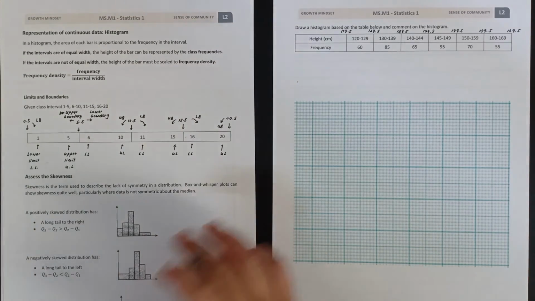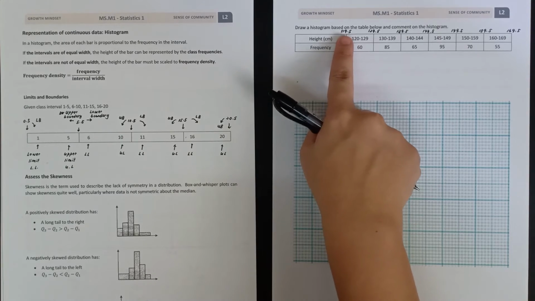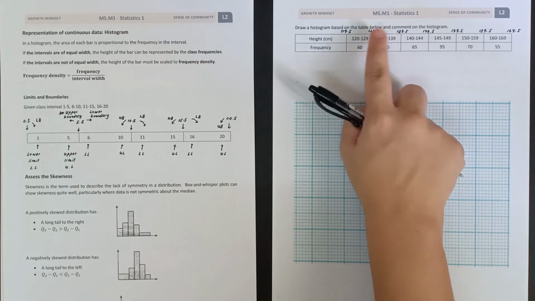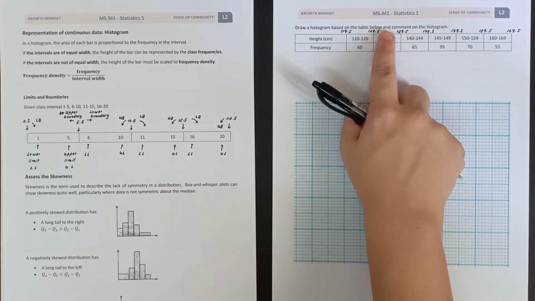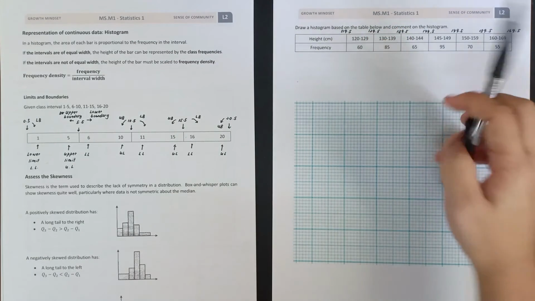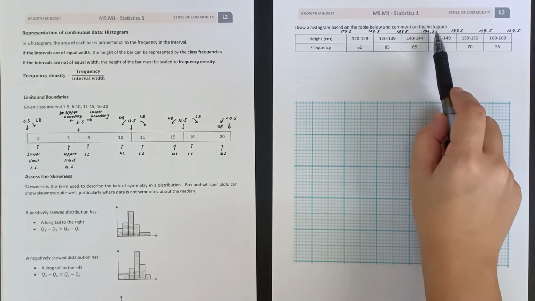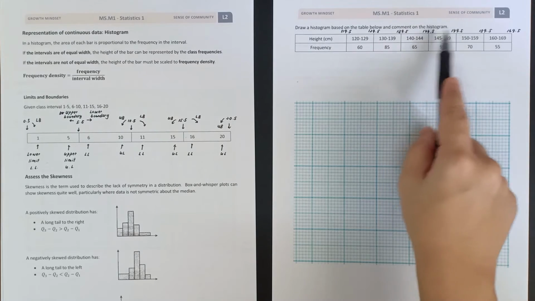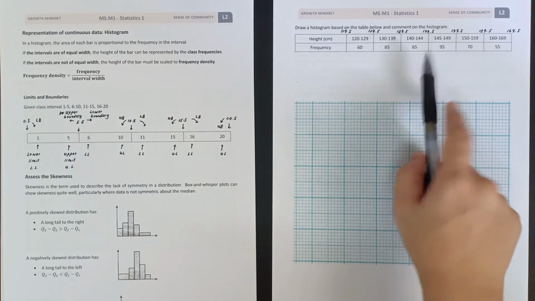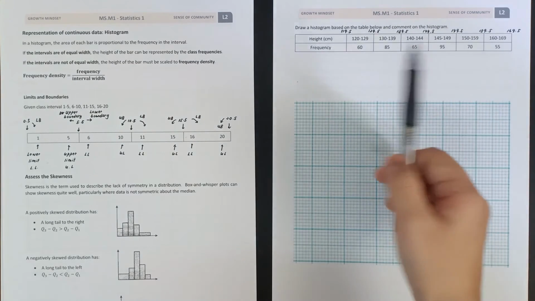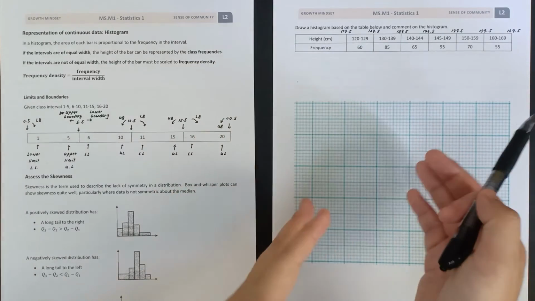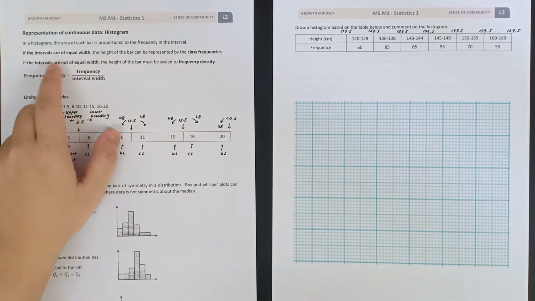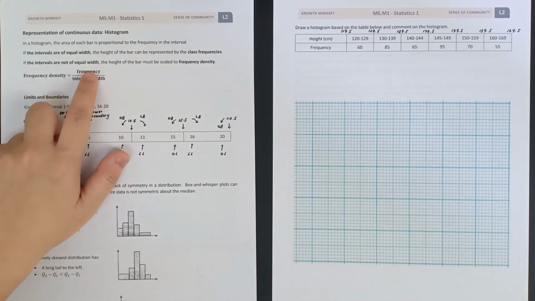From 119.5 to 129.5, you have an interval of 10. 129.5 to 139.5, you also have an interval of 10. But 139.5 to 144.5 is going to be only 5. 144.5 to 149.5 is 5 also. So that's why all your size intervals are different. This is what is meant by the intervals not being of equal width.